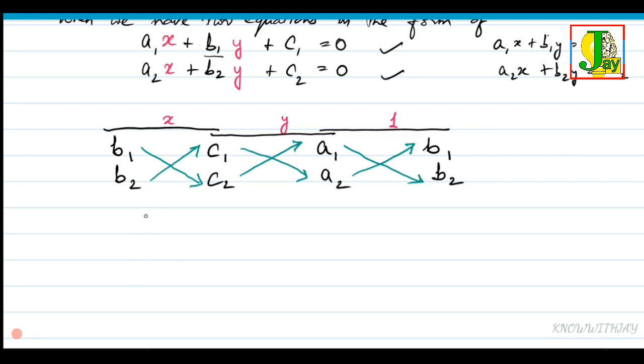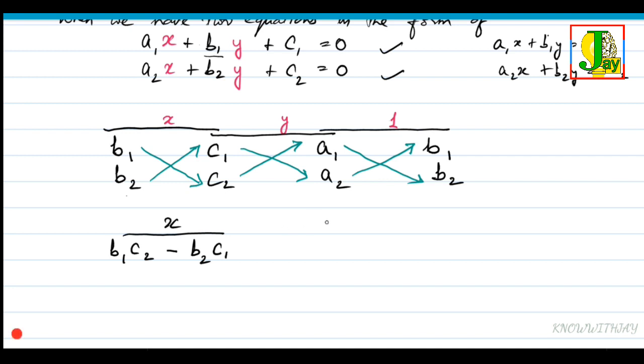Now the next step is writing it in the form like x by. You are multiplying b1 with c2. So first you have to go downward and write b1 c2, and then you go in the upward direction, b2 c1, and you subtract the second term from the first one. Understood? That is the process.